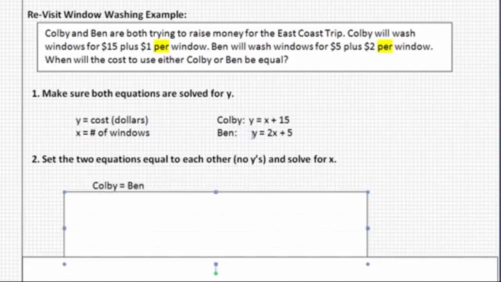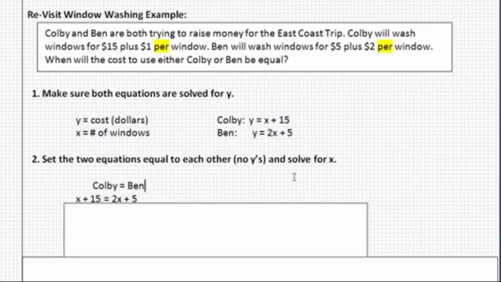So there ends up being no y's involved. Really we're taking this expression for Colby, x plus 15, and we're setting it equal to this expression for Ben, 2x plus 5. And now we're ready to solve for x. We have x plus 15 equals 2x plus 5.